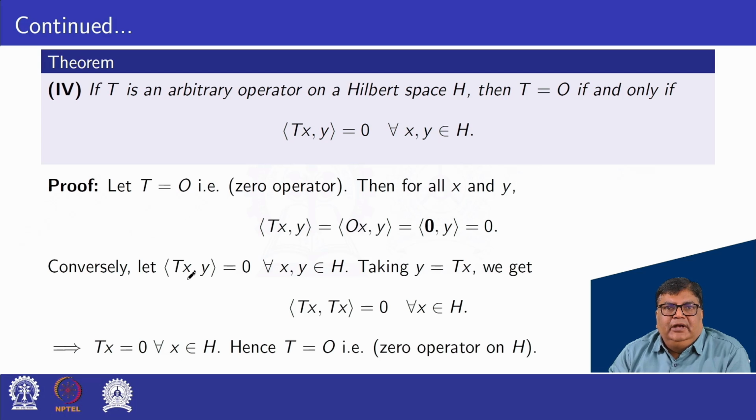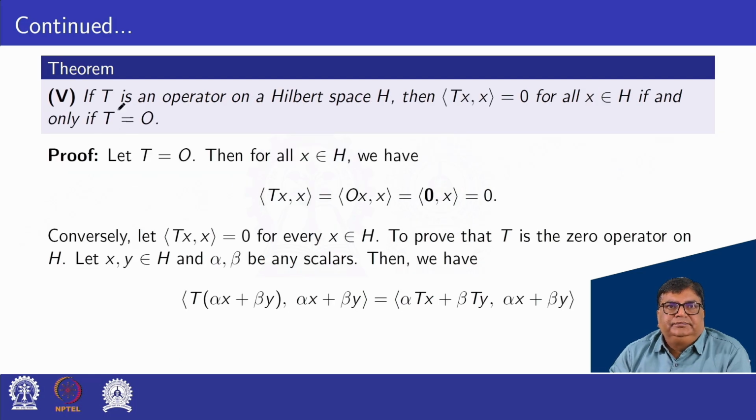Conversely, let (Tx, y) = 0 for all x, y belonging to H. Taking y = Tx, we get (Tx, Tx) = 0 for all x belonging to H. This implies that Tx = 0. So Tx = 0, that is T is the zero operator. Hence T = O, that is zero operator on H.